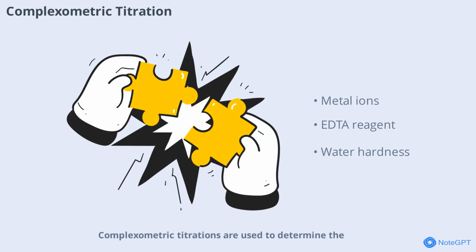Complexometric titrations are used to determine the concentration of metal ions in a solution. These titrations involve the formation of a complex between the metal ion and the titrant, often using a reagent like EDTA. The endpoint is usually indicated by a color change, thanks to a special indicator that reacts with the metal ions. This technique is particularly useful in water hardness testing and in the analysis of industrial samples.